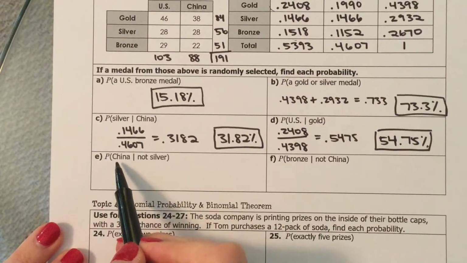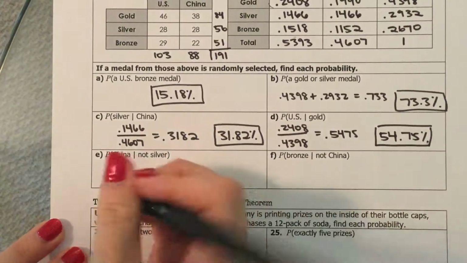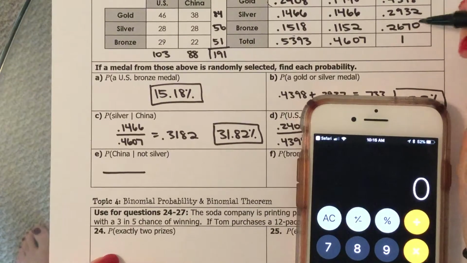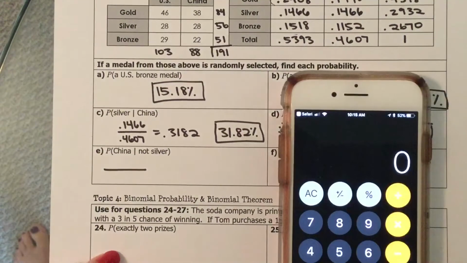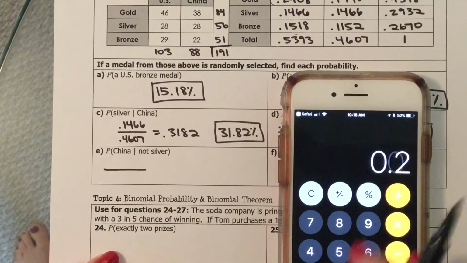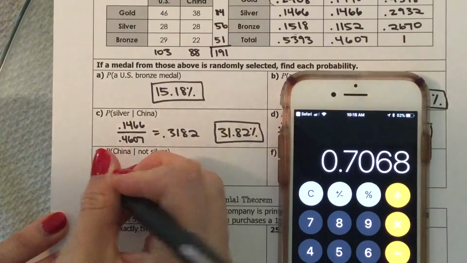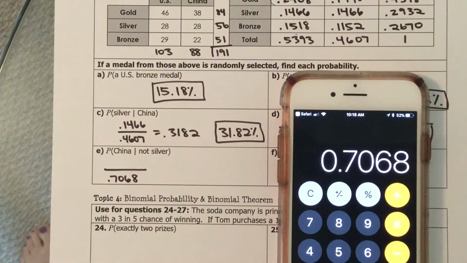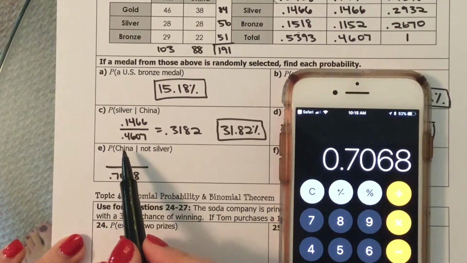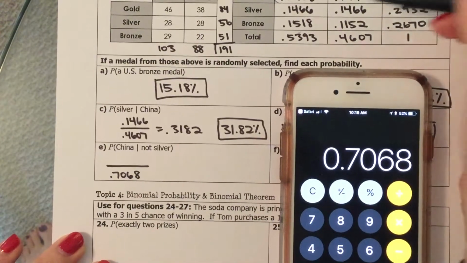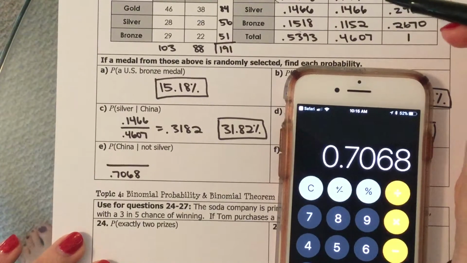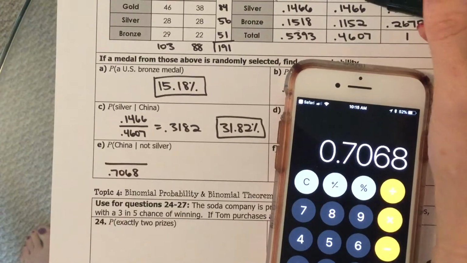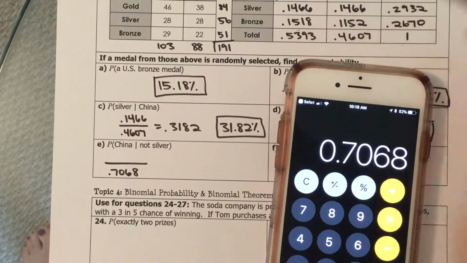Part E, China given that it's not silver. Okay, so here's what we're going to do for that. For not silver, we're going to add the bronze and the gold, or we could subtract 1 minus what the silver is, the 0.32. Okay, so not silver is 0.7068. Again, you would get the same thing from adding the gold and the bronze. Probability of China getting the metal. Okay, so not silver, like this is the silver one. So that one, it doesn't work by subtraction, or you could subtract it from this total, but this one's probably easier to add the gold and the bronze under China.